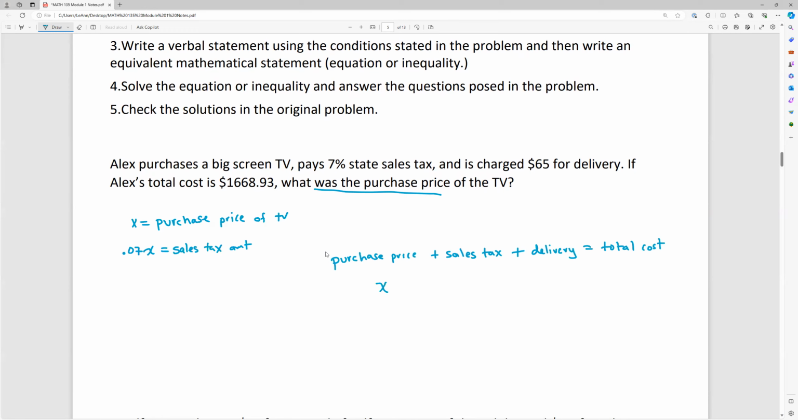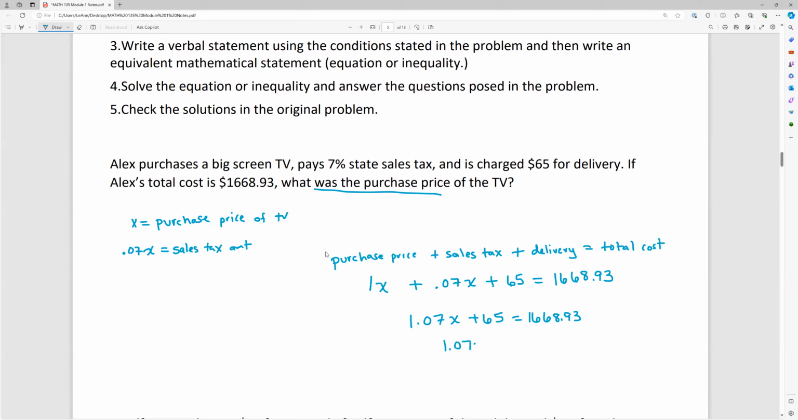Purchase price, I don't know. Sales tax will be 7% of that, so 0.07 times X. Delivery is a fixed amount of $65 in this problem. Total cost we knew was $1,668.93. We can combine our like terms. This is a 1 and this is a 0.07. So if we add those together, we get 1.07x plus the 65 equals 1,668.93.